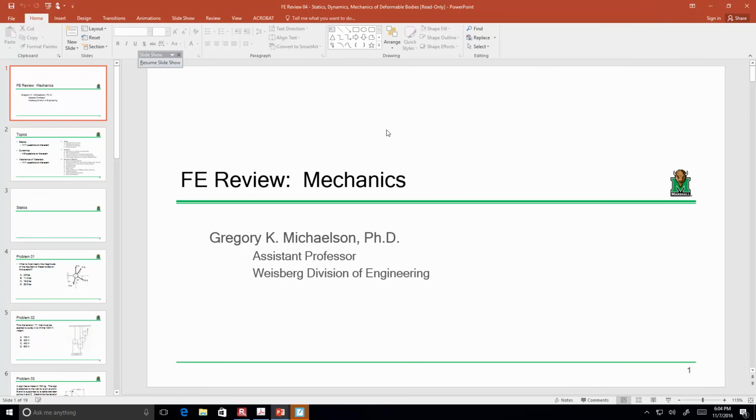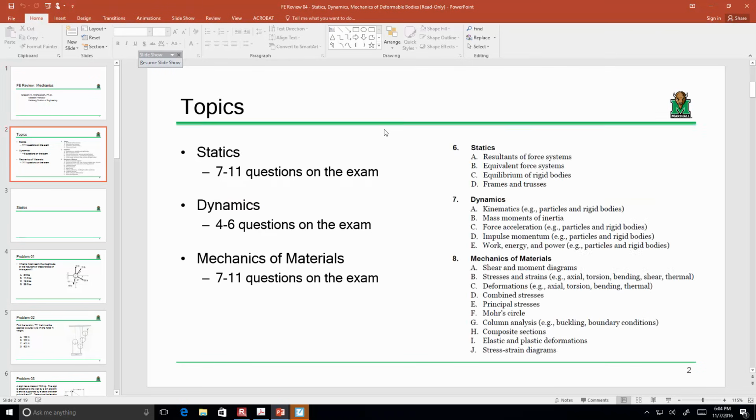So let me briefly go over what we're going to be talking about. We've got a series of topics to discuss, but primarily we're looking at statics, dynamics, and deformable mechanics, or mechanics of materials. When I first arrived at Marshall University, this was the first time I ever heard the topic called mechanics of deformable bodies. I've always heard mechanics of materials or strength of materials. So you've got here the topics that we're going to look at.